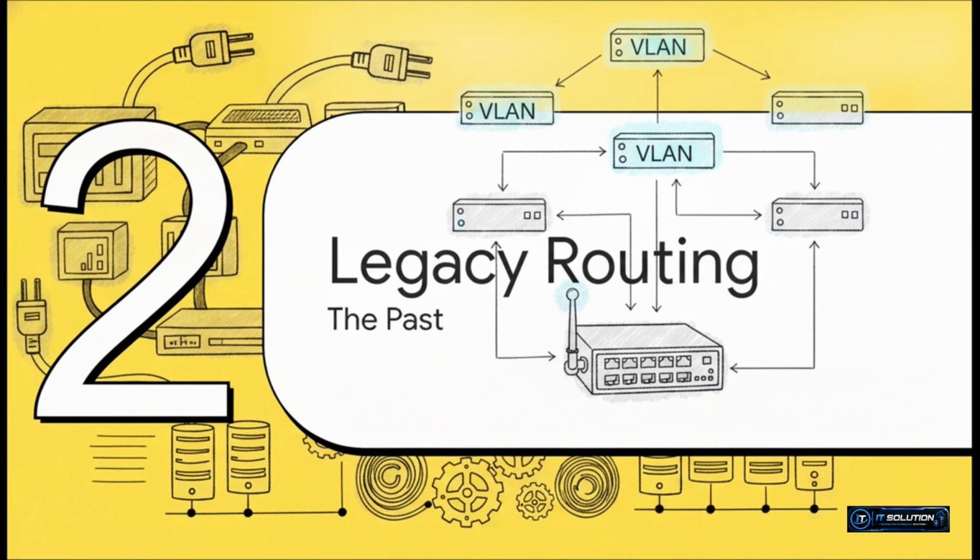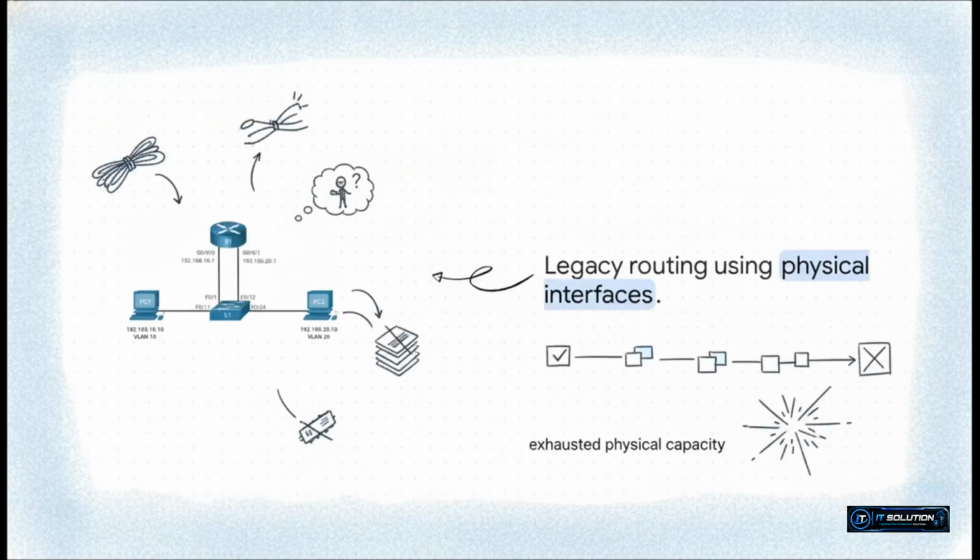Moving on to section 2, legacy routing, the past. It's actually pretty fascinating to see how early network engineers tackled this physical roadblock when VLANs were first introduced. Back in the day, if you wanted VLAN 10 and VLAN 20 to talk, engineers had to use a physical router. And I mean, they literally plugged a separate physical cable from the switch into a dedicated physical router port for every single VLAN. So you'd have gigabit 0/0/0 for VLAN 10 and gigabit 0/0/1 for VLAN 20.